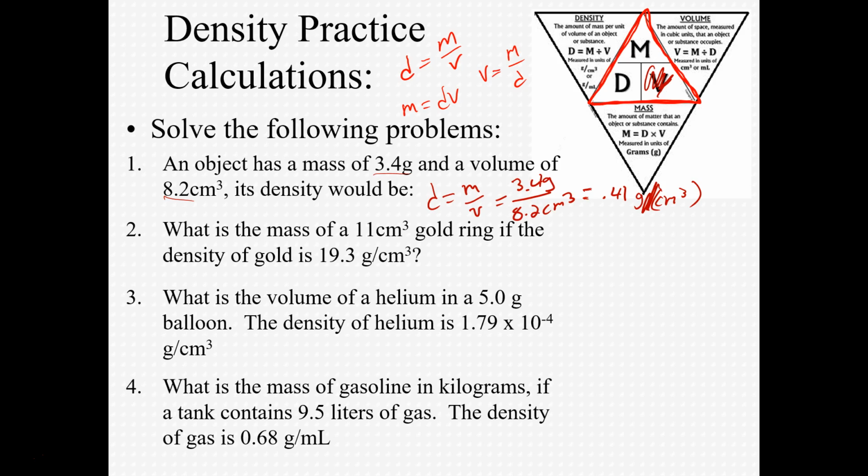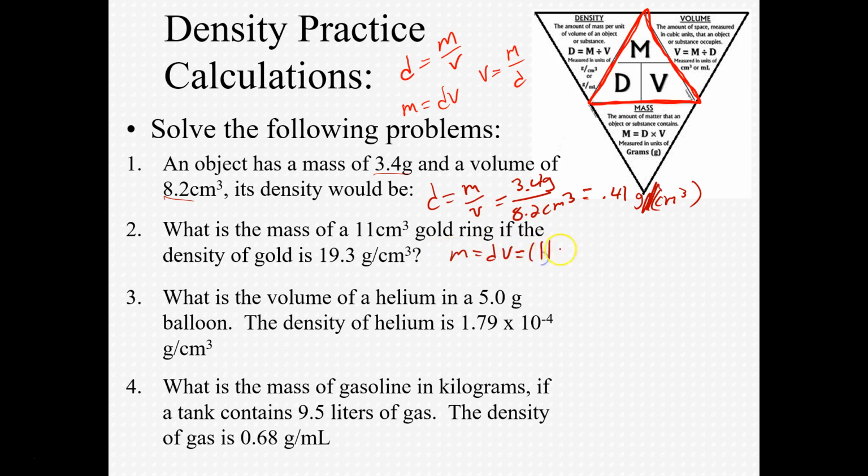So question number 2, what is the mass of an 11 centimeter cubed gold ring if the density of the gold ring is 19.3 grams per centimeter cubed? Well, in this case, let's go up and look at our little math triangle here, and we see if we want mass, we cover up the M, and we see that the D and V are next to each other, which means we're going to multiply our density times our volume in order to get our mass.